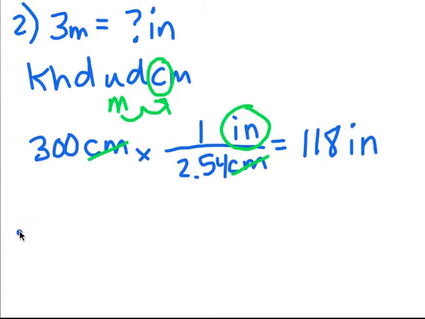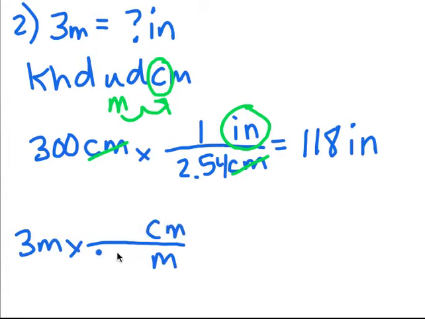Now another way that you can set this up is you can start with 3 meters, and you can use 2 conversion factors. You can put meters on the bottom and centimeters on the top. Again, we want to cancel meters, and we're trying to get to centimeters. So we could say 1 meter equals 100 centimeters, and that will cross out the unit meters.